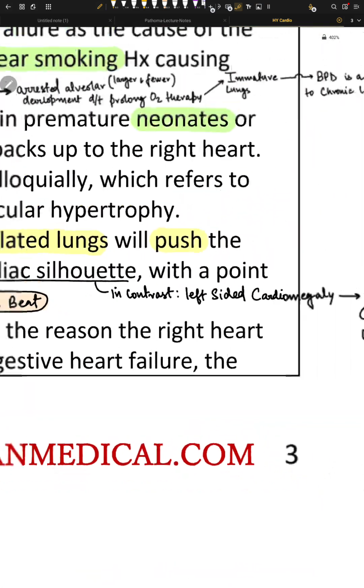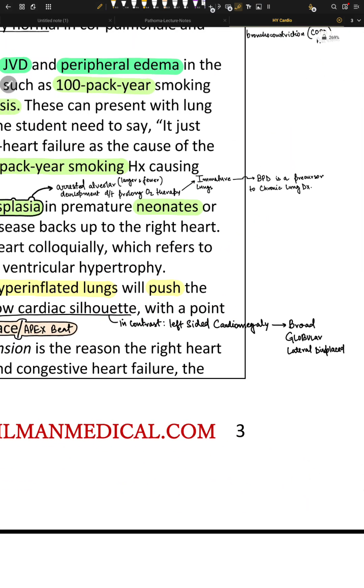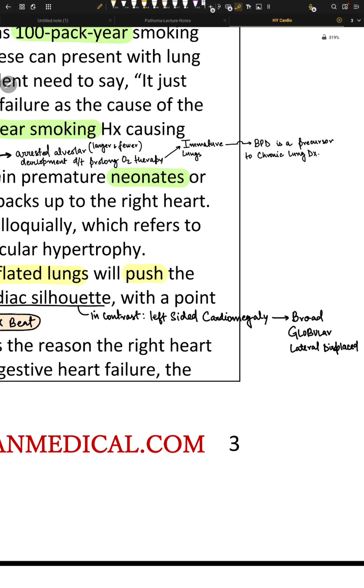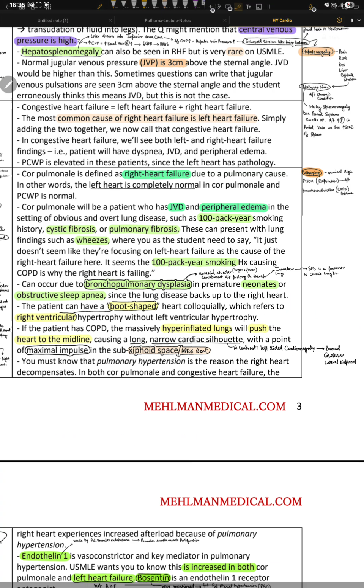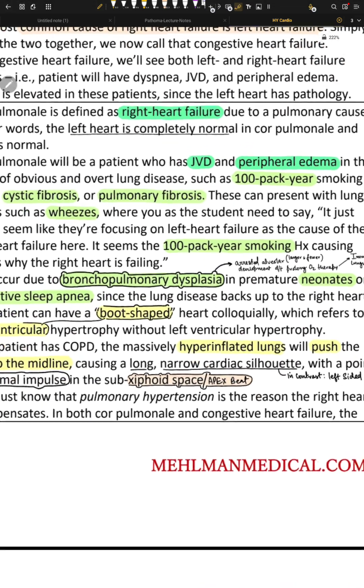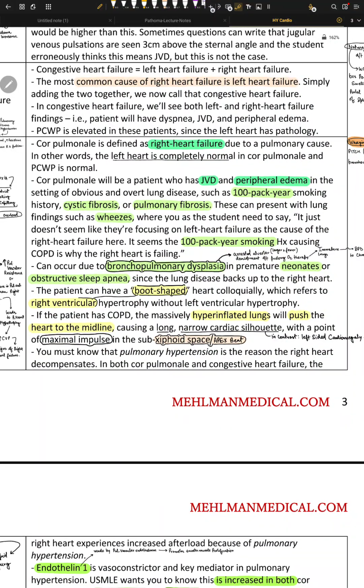Now let me open it up a little bit. In contrast, if we have some sort of left-sided cardiomegaly, the broad globular lateral displacement happens. Okay, so it's really simple. If you really read it again, the heart is getting pushed to the midline, and then this maximum impulse can be heard at the apex beat. That's what the text is saying.